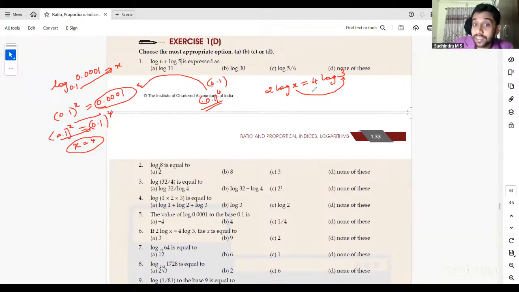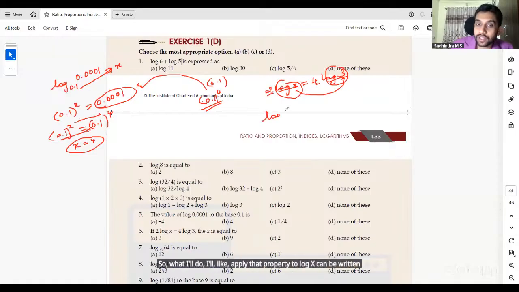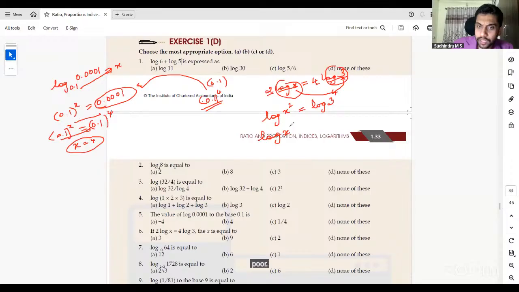No, because I have 2 times log x equals 4 times log 3. Correct? Yes. So I have to have plain log. Only then I can equate. So I'll apply that property. 2 log x can be written as log of x square, 2 comes to the power. Likewise, 4 times log 3 can be written as log 3 to the power 4. Log of x square is equal to, what is log of 3 power 4? 81. Now can I equate this?